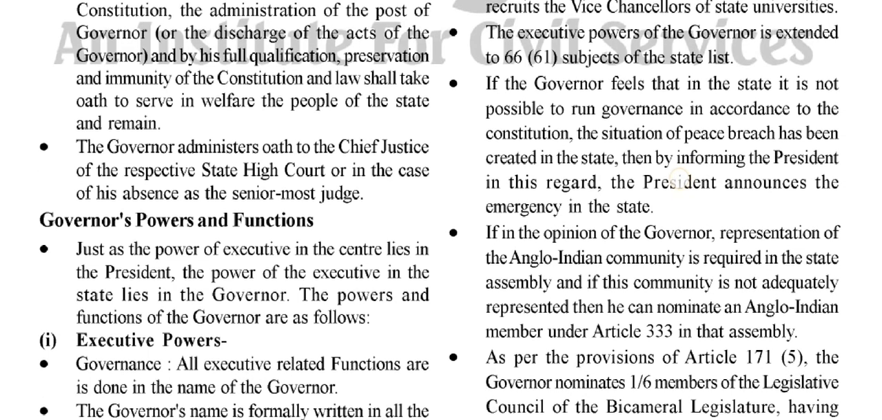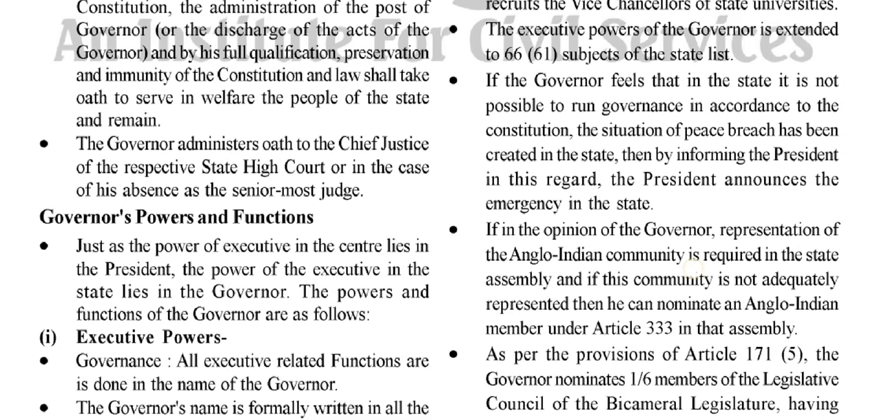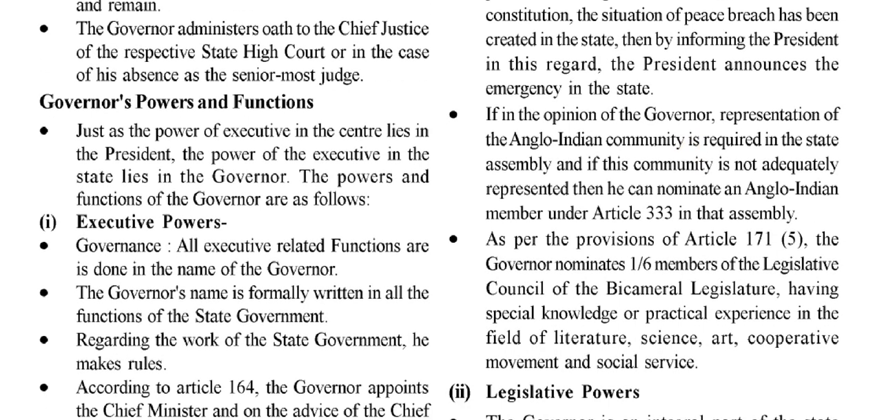If the governor feels that in the state it is not possible to run governance in accordance with the constitution, or the situation of a breach of peace has been created in the state, then by informing the president in this regard, the president announces the emergency in the state. If in the opinion of the governor, the representation of the Anglo-Indian community is required in the state assembly, and if this community is not adequately represented, then he can nominate an Anglo-Indian member under Article 233 in that assembly.